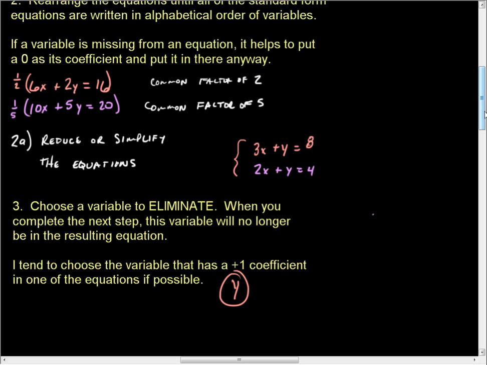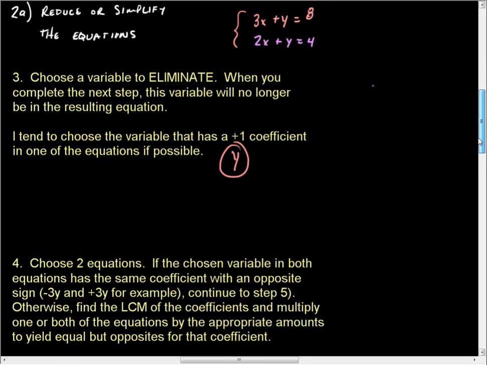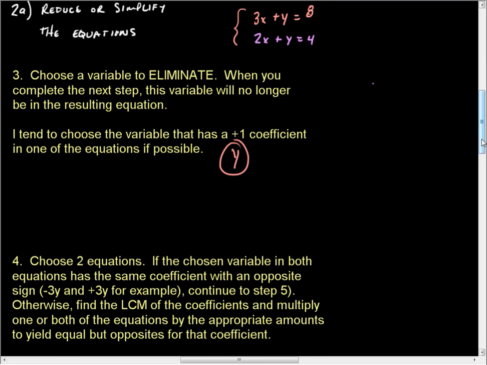That's all step three is. That's it. Now step four, choose two equations. The idea behind this is that you could be working with three or more equations. You're only going to choose two. And then you're going to eliminate one of the variables from that pair. So if the chosen variable in both equations has the same coefficient with an opposite sign, you're done. You don't have to really do anything for step two or step four other than choose two equations.